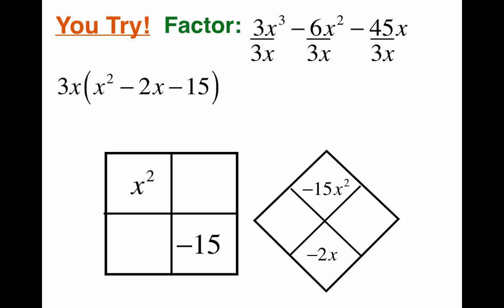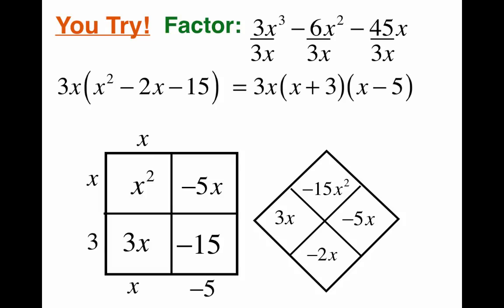So you've already done this, so you're checking your answer, so I'm kind of going faster through the steps here. But your x squared and your negative 15 went in the corner, and you got negative 15x squared. To solve the diamond, you're going to have to do 3x times negative 5x. On the outside edges, you're going to have x times x, you're going to have x times 3, and then the negative 5. So your answer is 3x times x plus 3 and x minus 5.